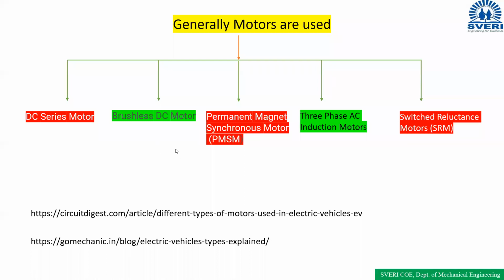Okay, an electric car requires less torque because only 4 to 5 passengers will travel. But in the case of a truck, it should carry the heavy load. Is it right or not?